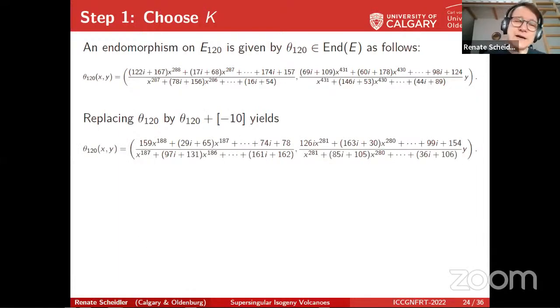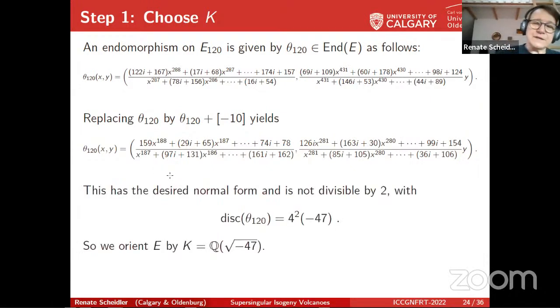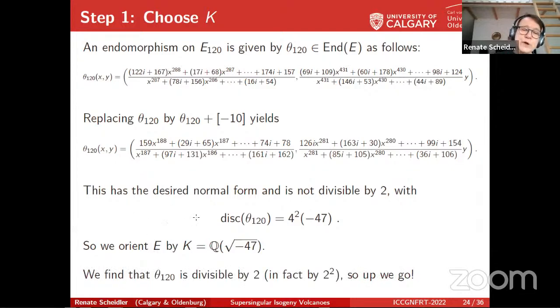It turns out you can actually do a little bit better. Remember, we needed the endomorphism in the normal form. If you translate by multiplication by -10, you get another endomorphism that has slightly smaller degree, 188, and it has the right form. So now we're good to go. This has the desired form, you compute the discriminant, and the discriminant is 4 squared times -47. So we're going to orient by the field Q adjoined square root of -47. We were pretty lucky and found a small discriminant. So now we found a field by which we orient. We also see that this discriminant is divisible by 2, in fact by 2 squared.